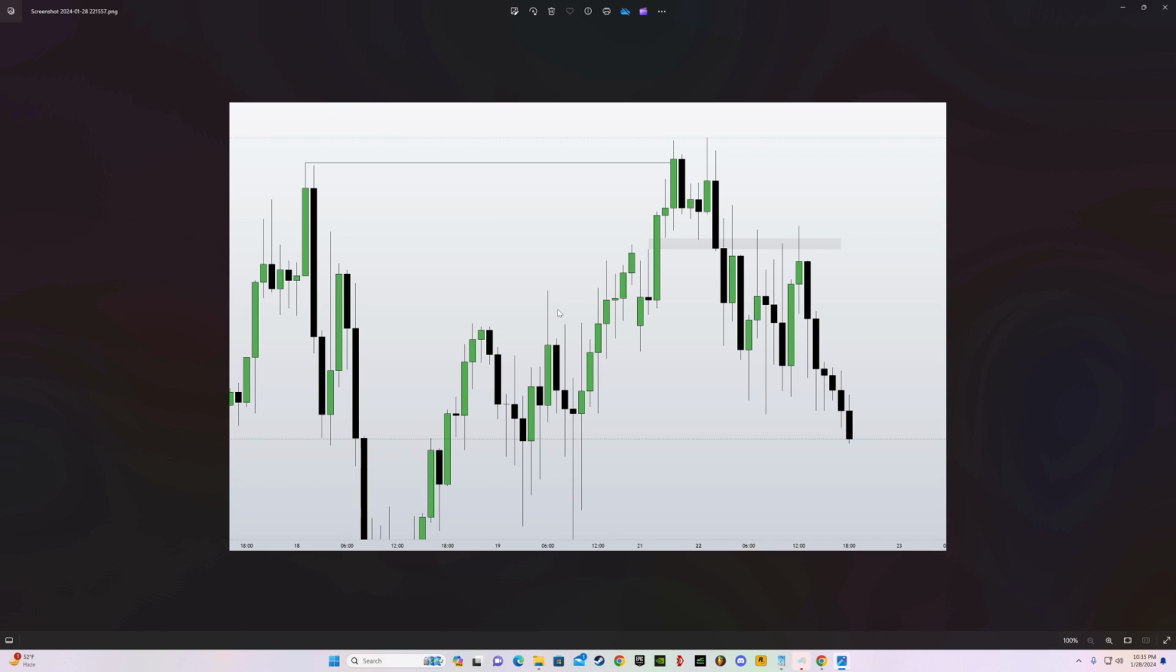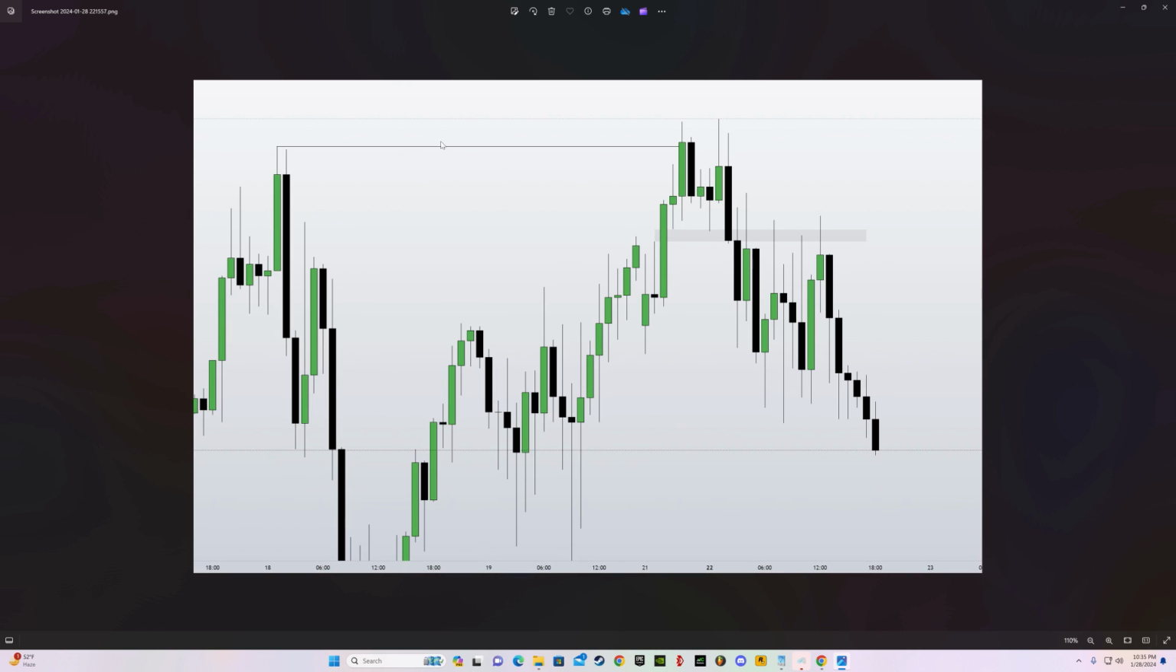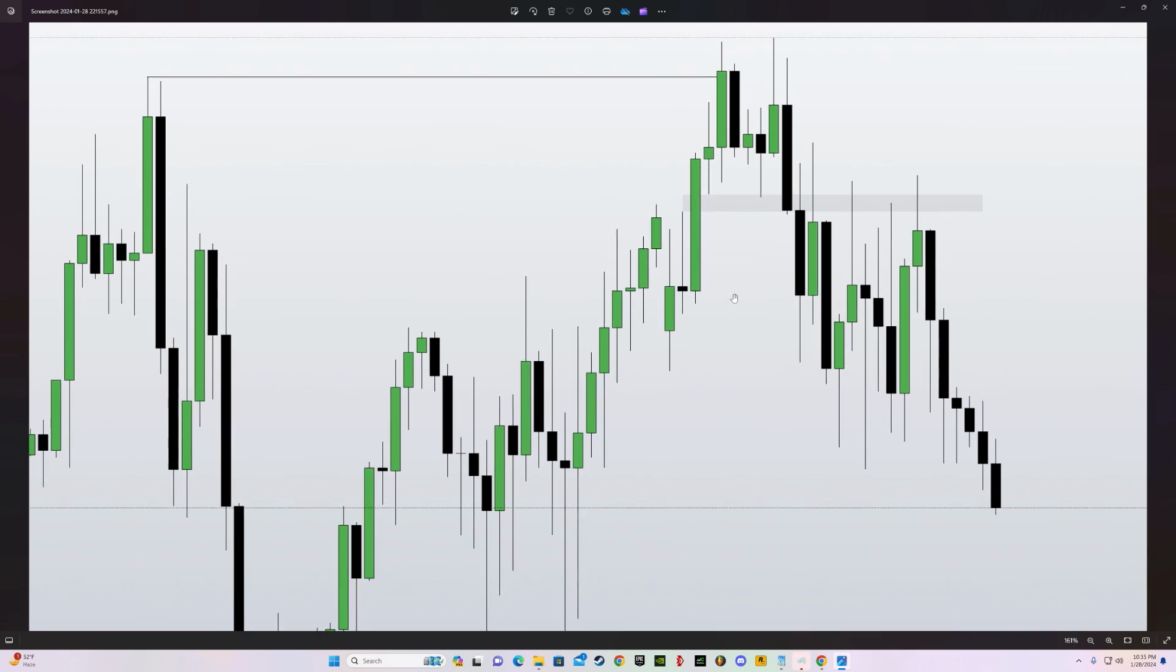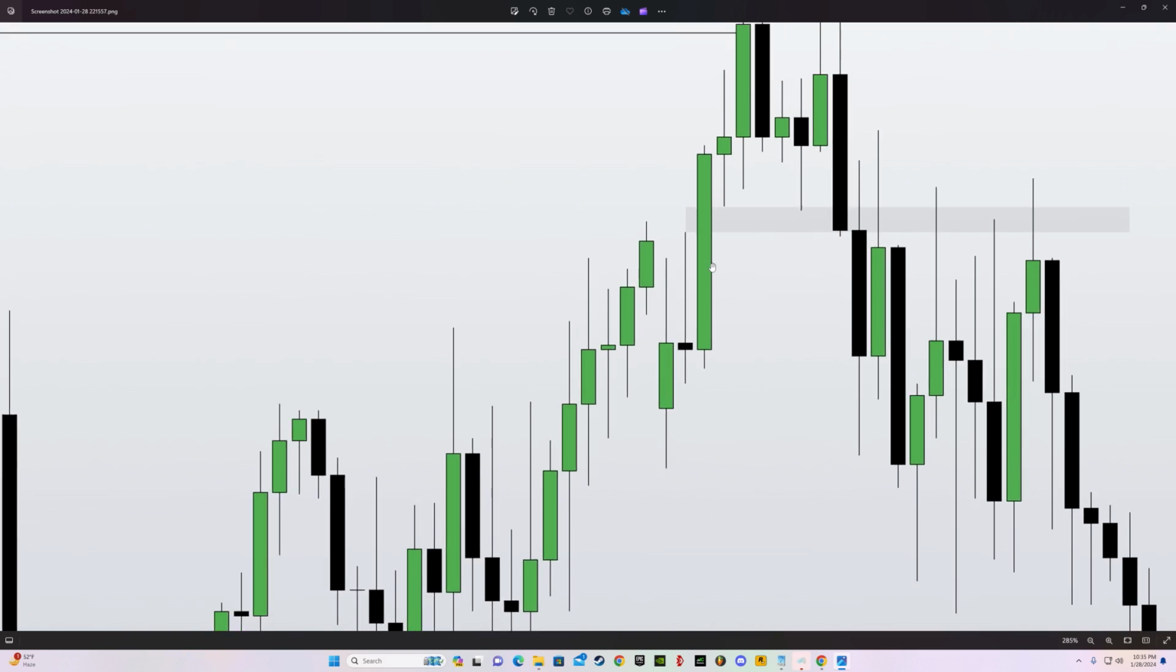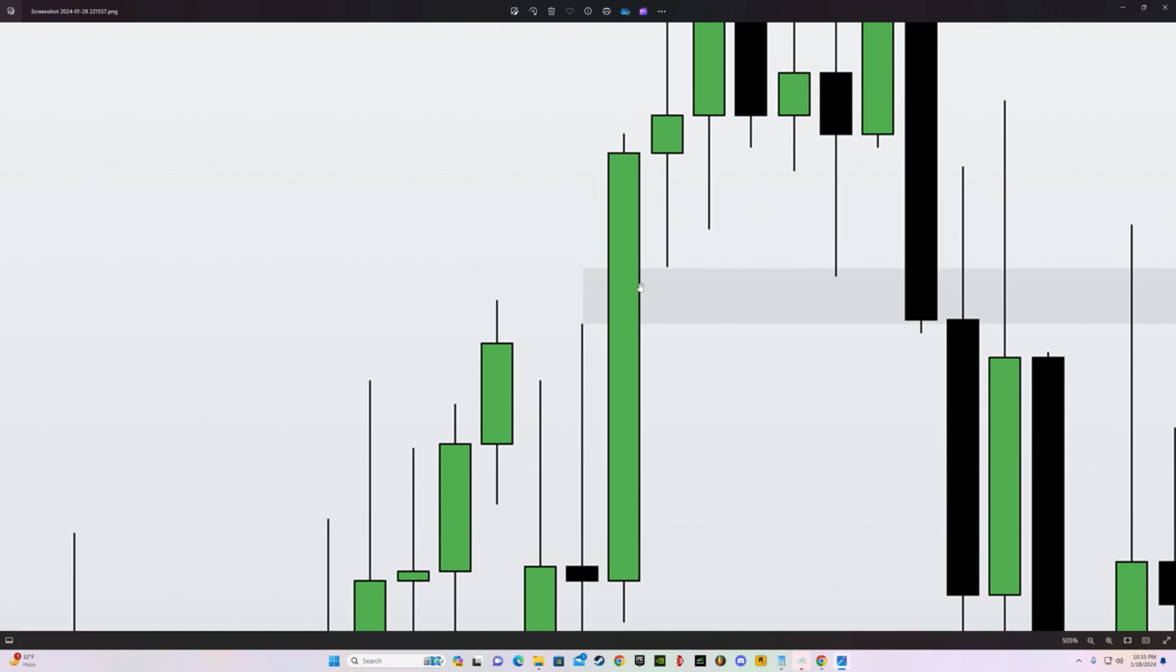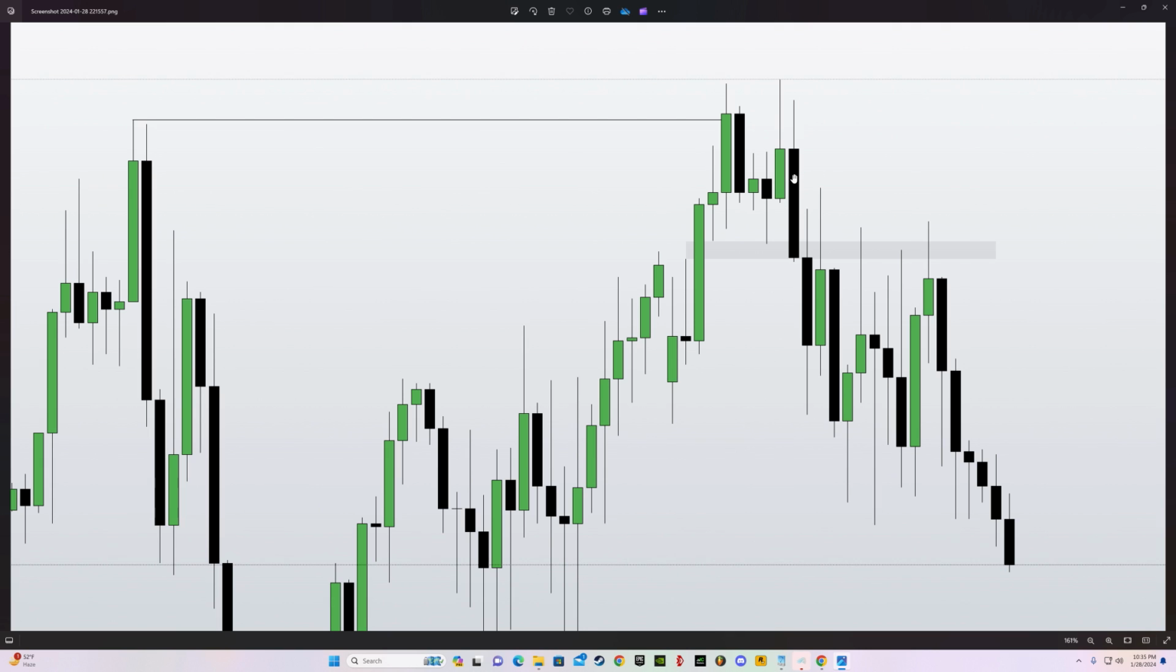So here is another example. So you can see we had a break of structure and then we have this fair value gap around here. You can clearly see over here, just around here. And what happens? Price violates this fair value gap and closes below it right here.